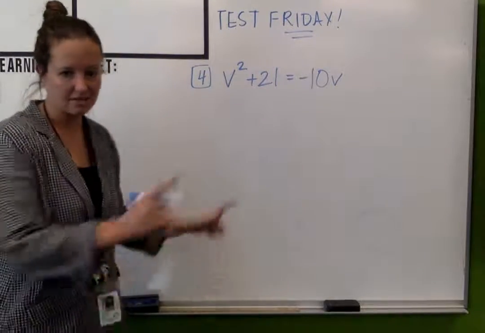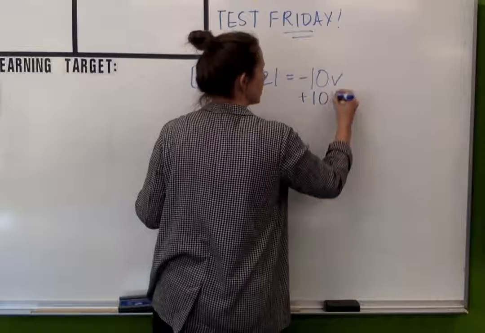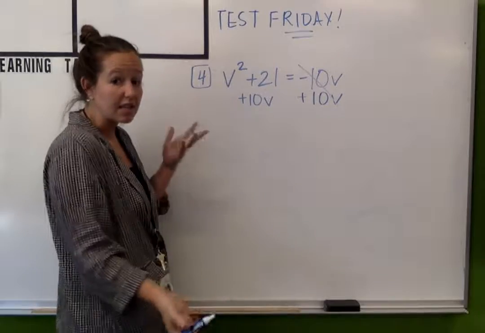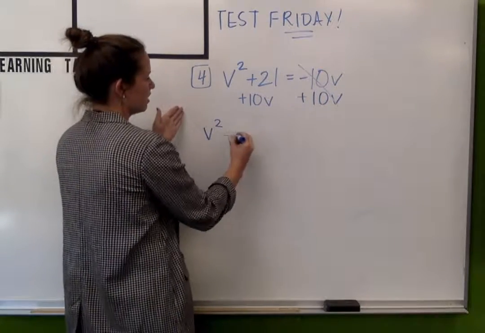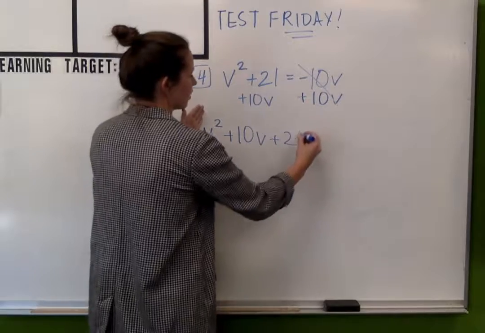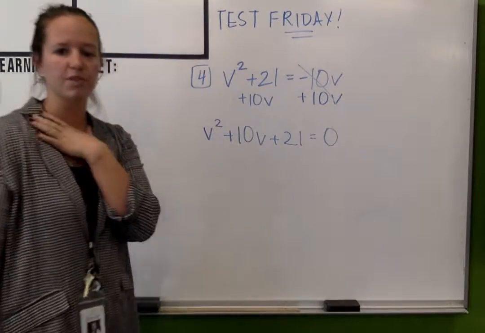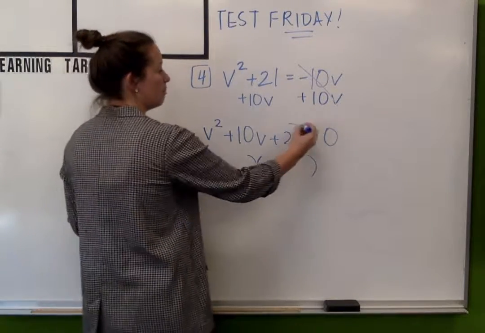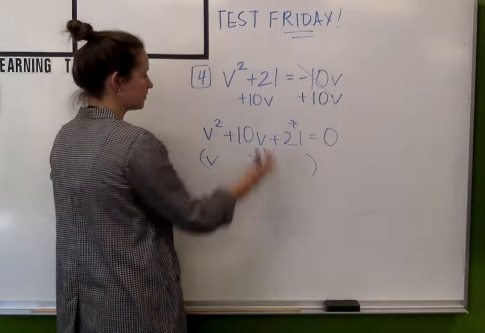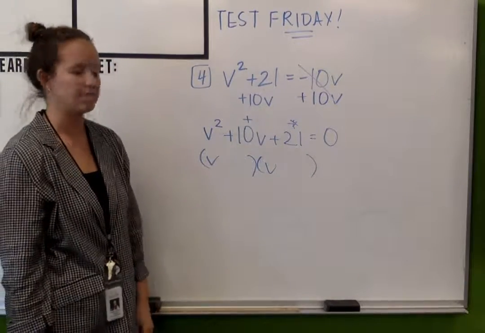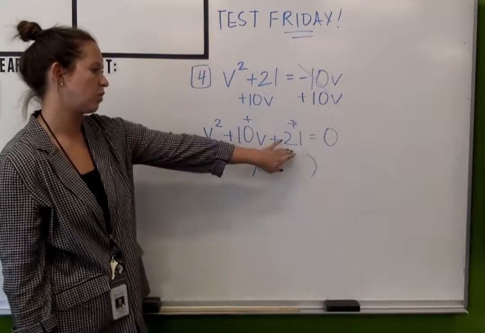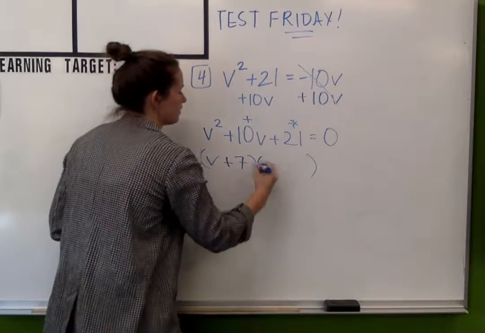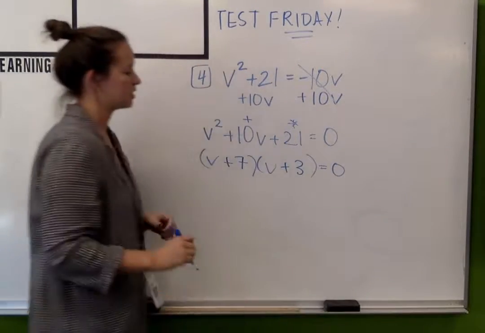If you want to move a negative 10v to the other side, you're going to do positive 10v. So I'm going to put these in order. I'm going to write the v squared first, and then the 10v, and then the 21, and now it equals 0. Now that it equals 0, we are good to go. We just need to factor it. Factoring is where you tell me what multiplies to this end number and what adds to this number in the middle. So multiplies to 21 and adds to 10, positive 7 and positive 3. So positive 7 and positive 3, and it still equals 0.